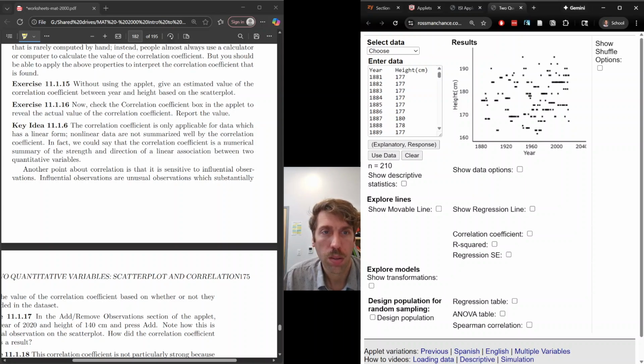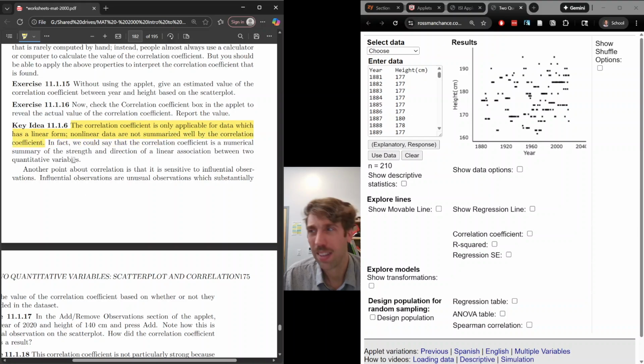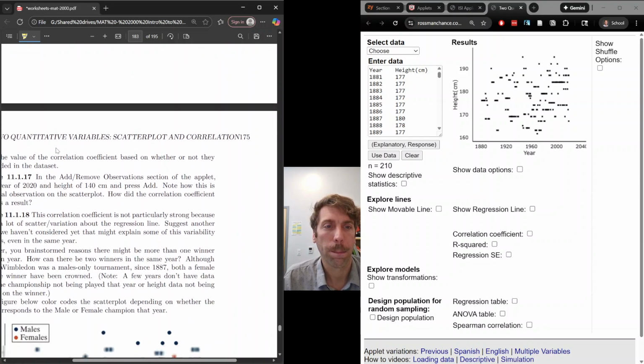So this is important. Nonlinear data are not summarized well by the correlation coefficient. There's going to be one question related to that on the final exam, so remember that.